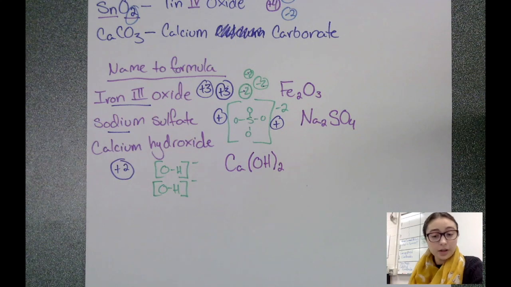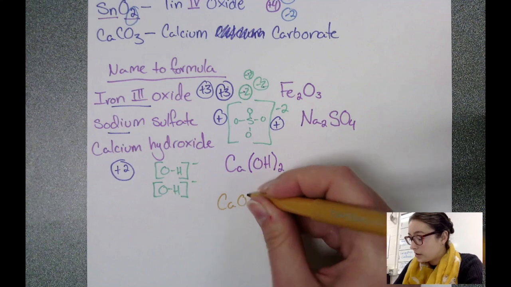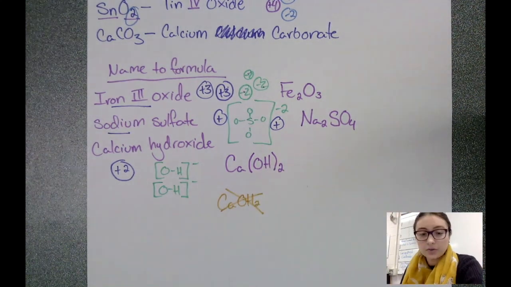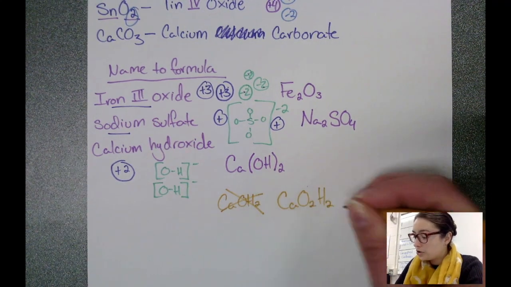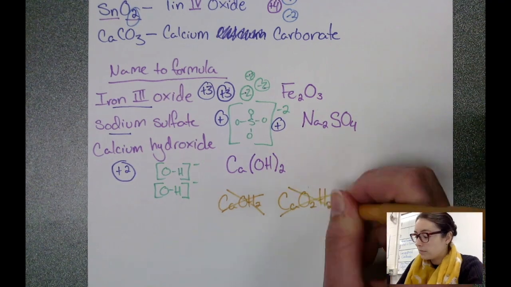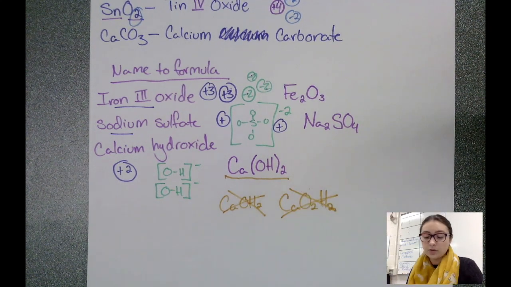If you don't put it in parentheses, it's not going to be correct. Because if I just wrote it as CaOH2, well, that's not even the same number of atoms, so that doesn't work. And if I wrote it as CaO2H2, well, now you don't see the hydroxide ion in there anymore, so it doesn't match the name. This is the only correct way to write calcium hydroxide's formula.